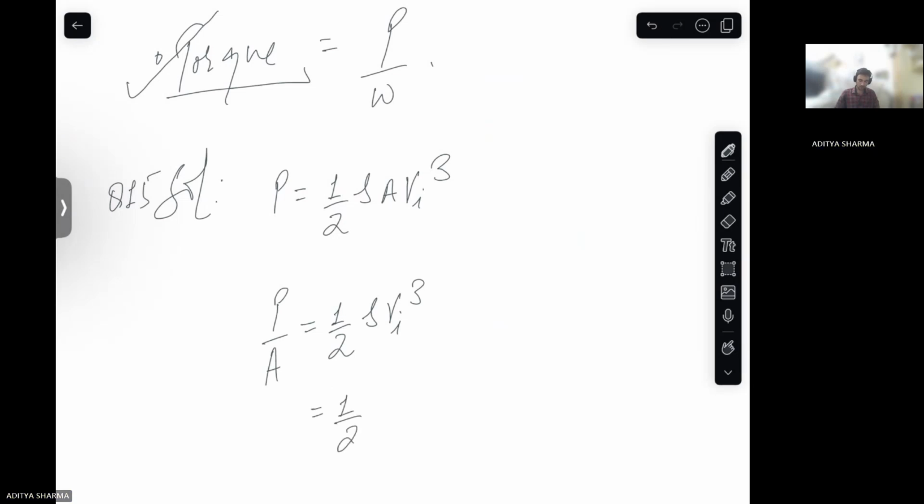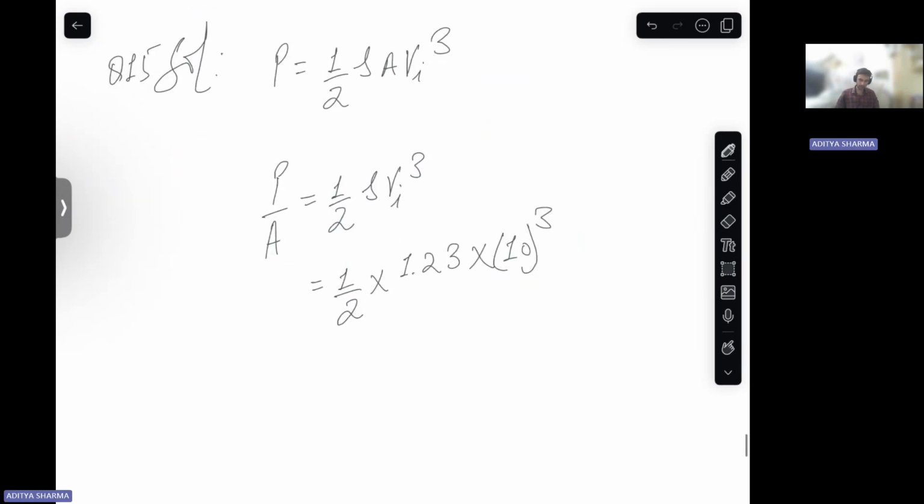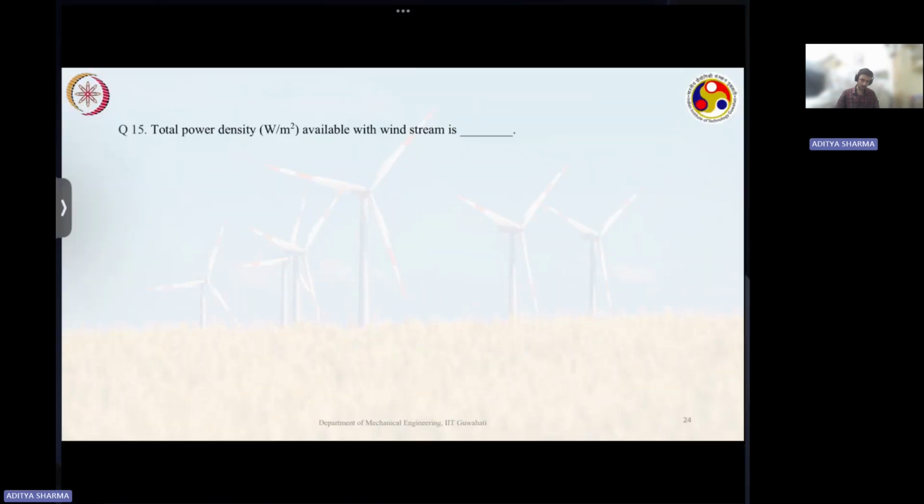Now, density we have 1.23 and velocity we have 10. Calculating this, the answer comes out to be 615 watt per meter square. So this is the answer to question number 15.